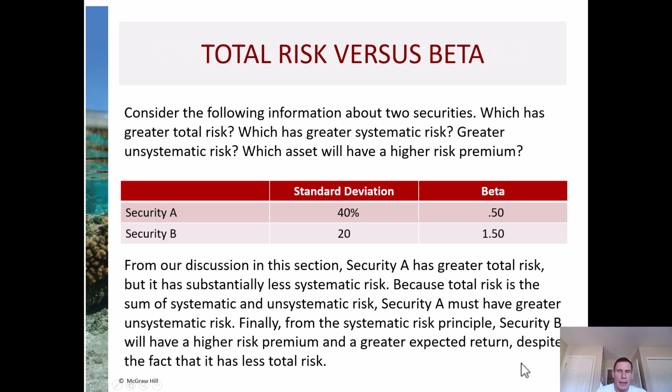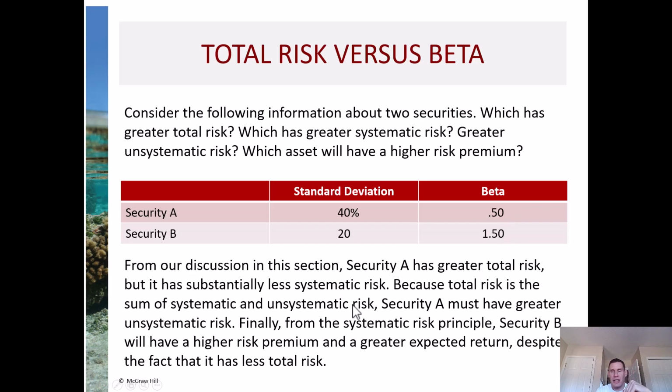All right, consider the following information about two securities. Which has greater total risk? Which has greater systematic risk, greater unsystematic risk, and which asset will have a higher risk premium? So we've got the two securities here. Security A, 40% standard deviation with a 0.5 beta, and then security B with a 20% standard deviation. But look at the beta there, triple the security A beta at 1.5.